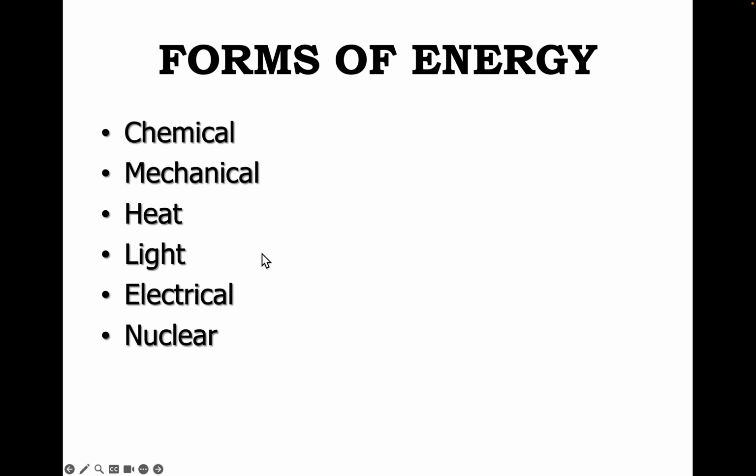Here's something we've seen previously in this semester here. We got various forms of energy. Could have chemical energy, mechanical, heat, light, electrical, and nuclear. Okay, and certain forms of these energy are used in our body.